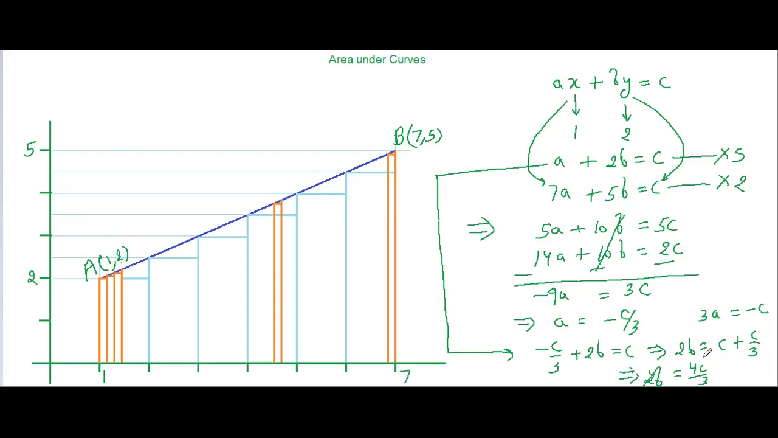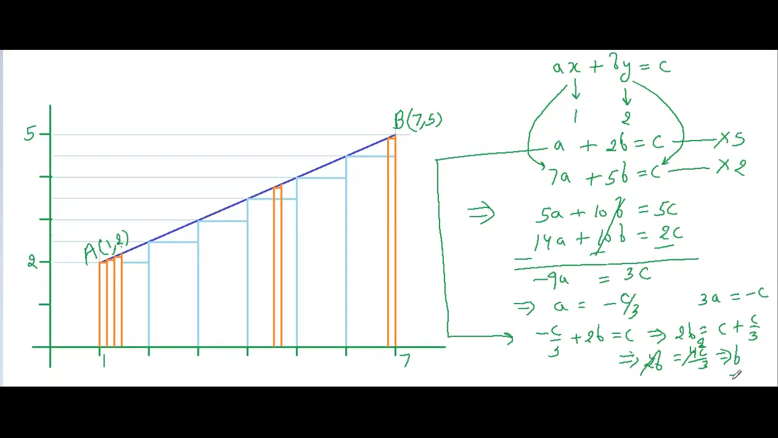Cancellation of 2. This gives us b is equal to twice c by 3. So the 3b was equal to twice c. Therefore, the equation of this line can be reduced to, putting the values of a and b, minus 1 by 3x plus 2 by 3y.